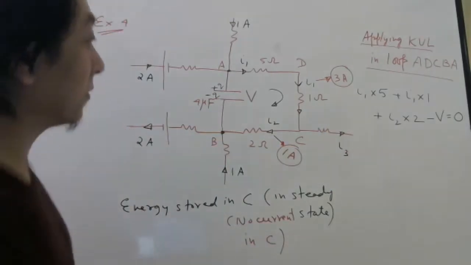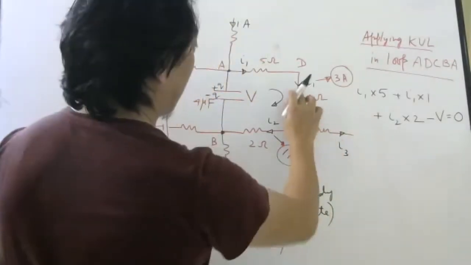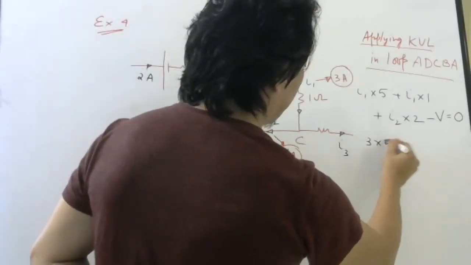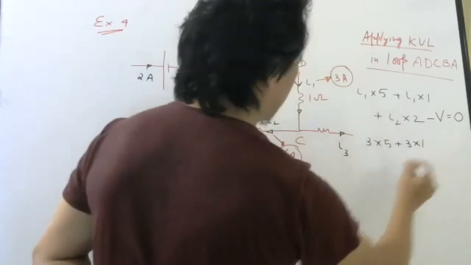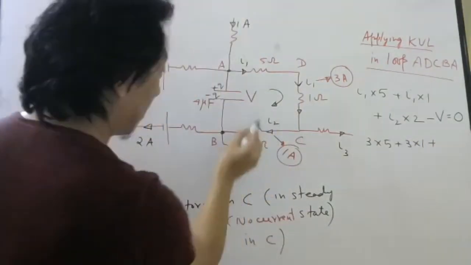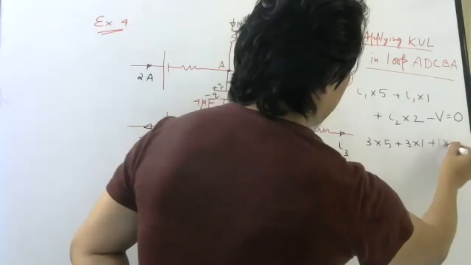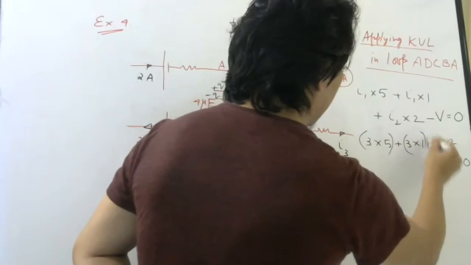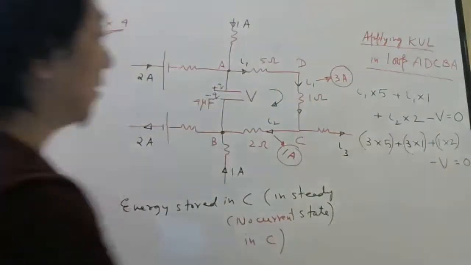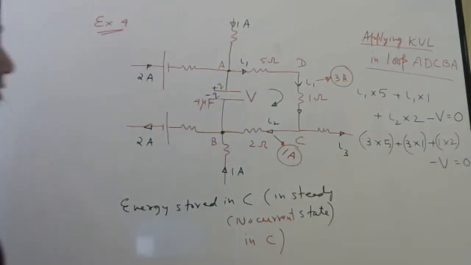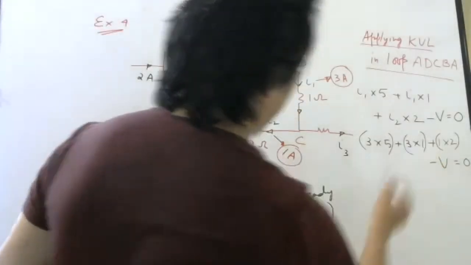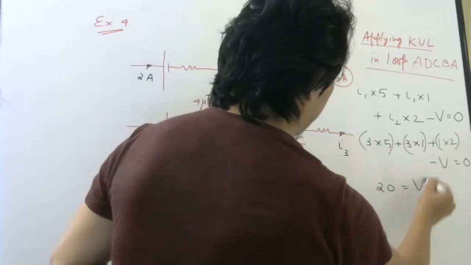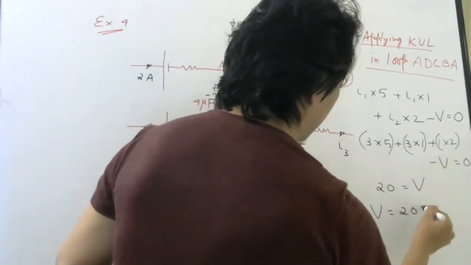Quickly let me know. So this will be how much? What is I1 given? I1 is not given. We have found 3 ampere. So 3 into 5 plus 3 into 1 plus I2, which was 1 ampere, remember, 1 into 2 minus V equal to 0. 3 fives are 15, 15 plus 3 is 18, 18 plus 2 is 20. So 20 is equal to V. So V must be 20 volts.